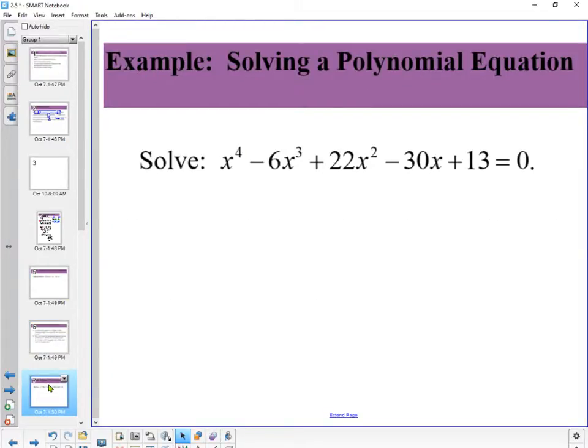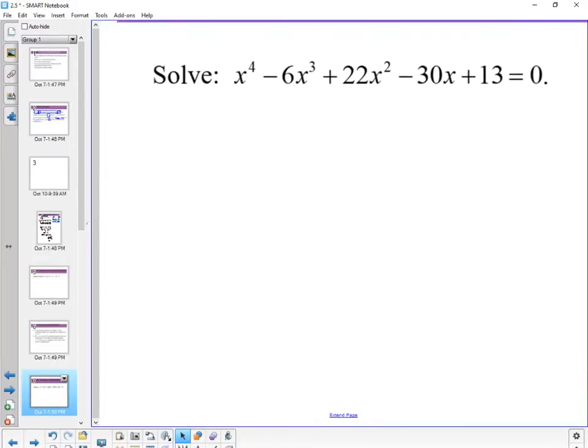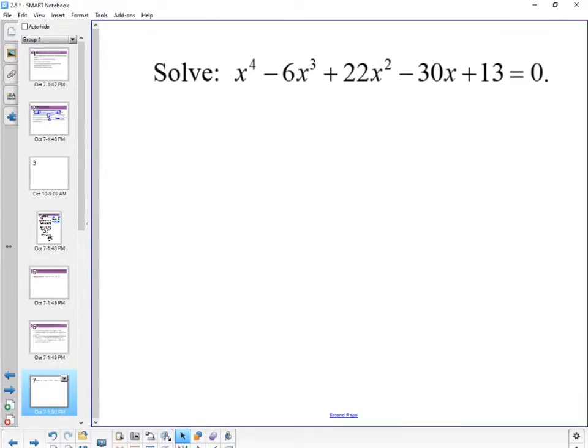Here we go. So this one's actual solving. Go ahead and find me all the possible roots real quick. And I'm going to set up for synthetic real quick.